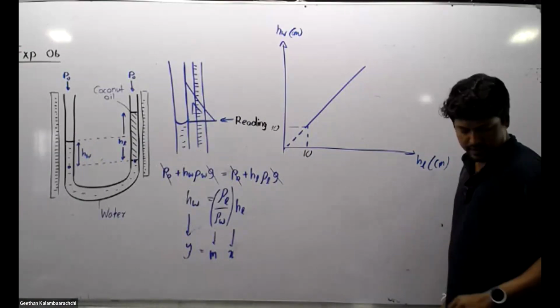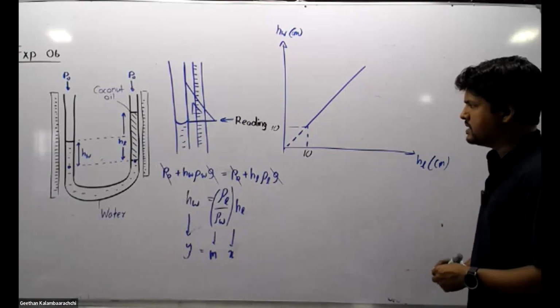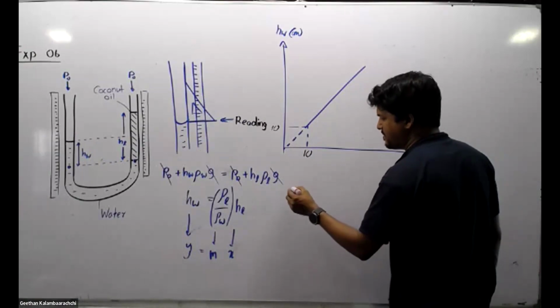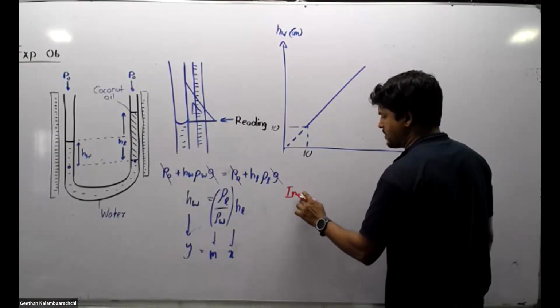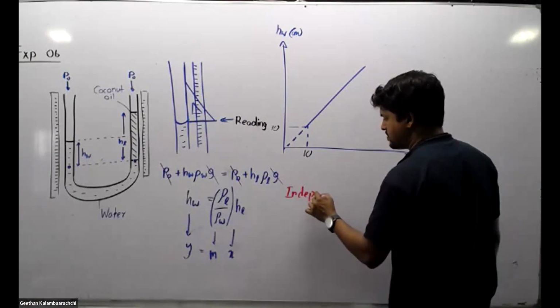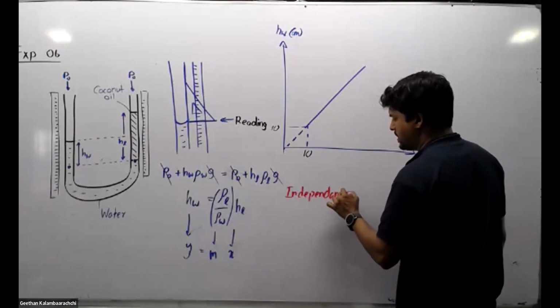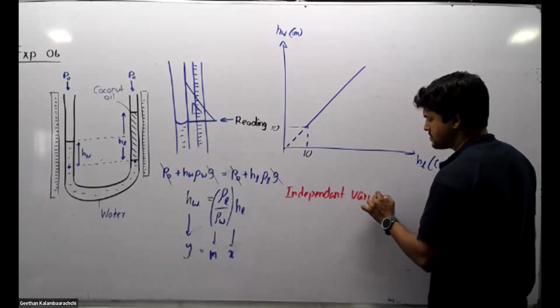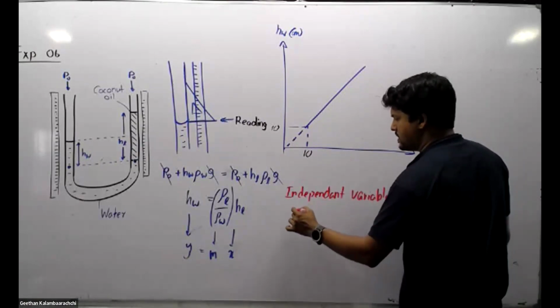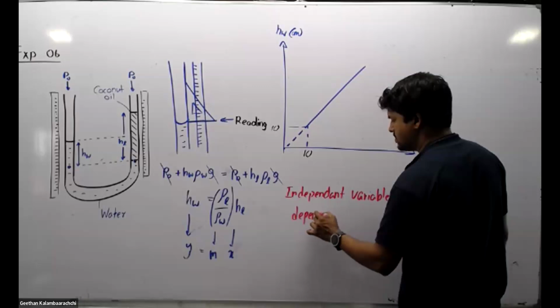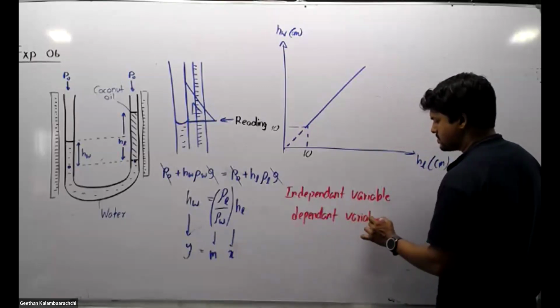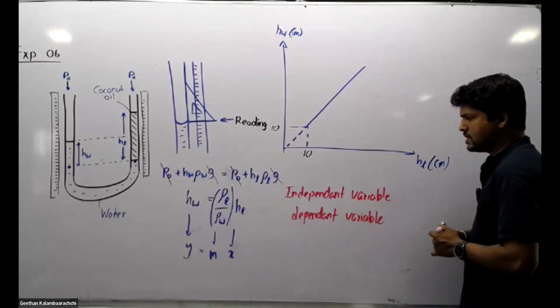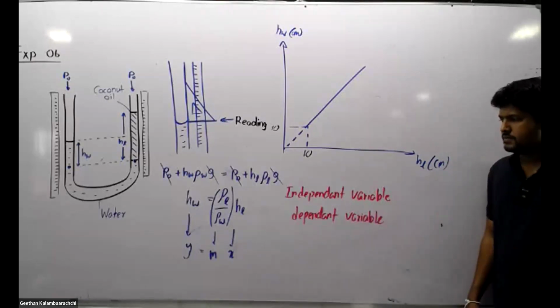Okay, in graphs there are two variables, x and y. They are called the independent variable and the dependent variable. Have you heard of it? One we call the independent variable, and the other we call the dependent variable. Independent and dependent.